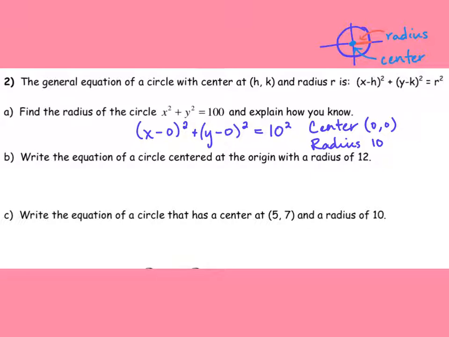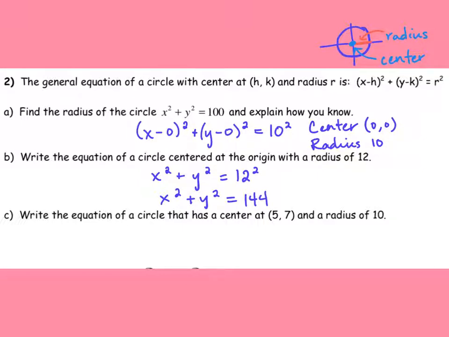Next, the equation of a circle centered at the origin. Once again, I'd have x minus 0 and y minus 0, so I can just write that as x squared plus y squared. And a radius of 12, so 12 squared. If I want to simplify that, x squared plus y squared equals 144.